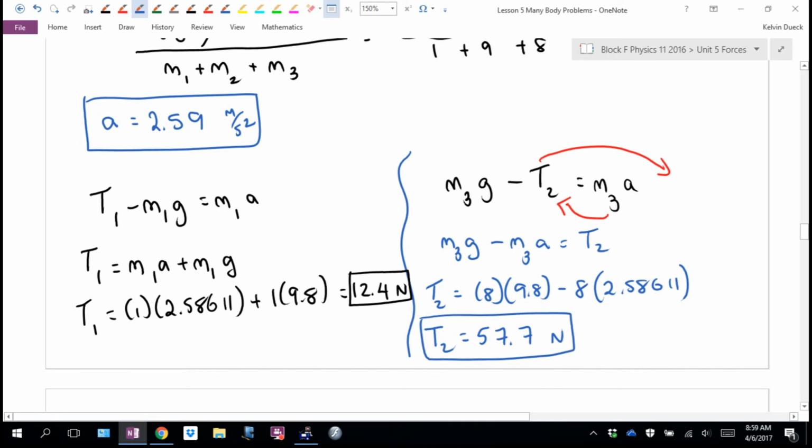Which rope is more likely to break? Yeah, second rope. Has to be a stronger rope for this to work.